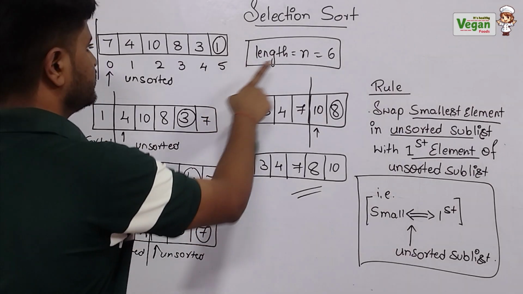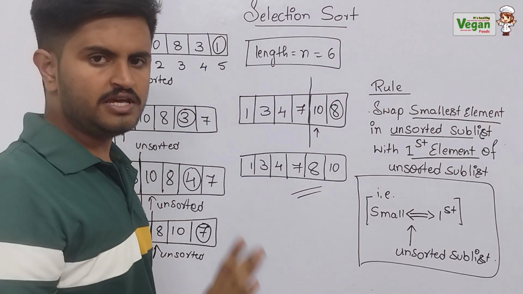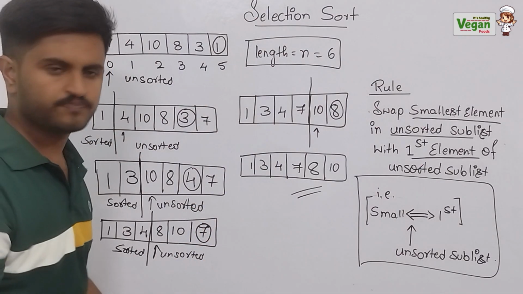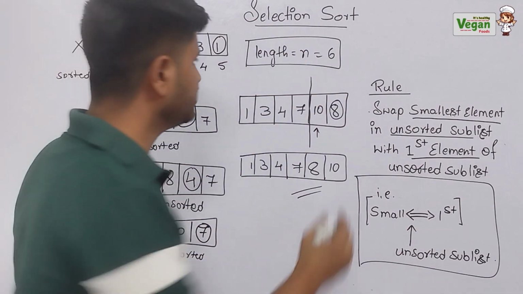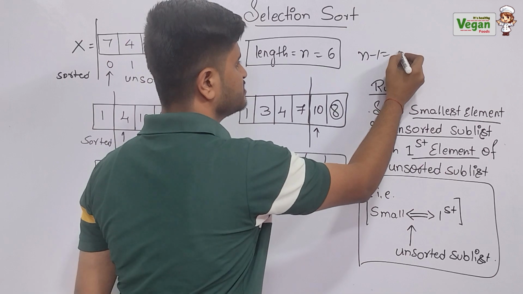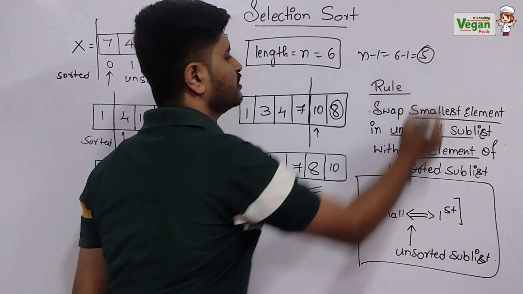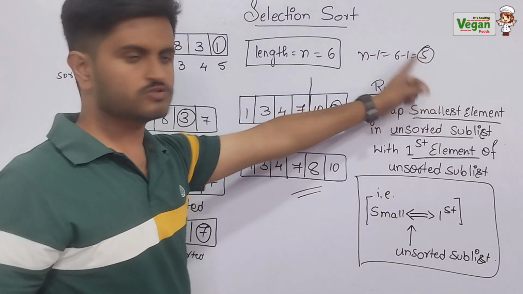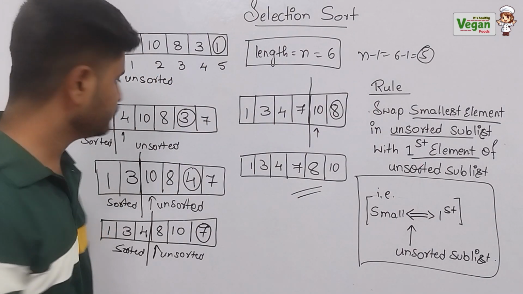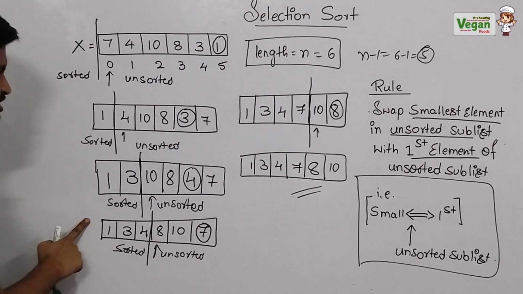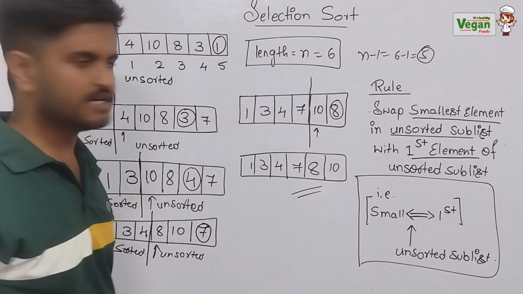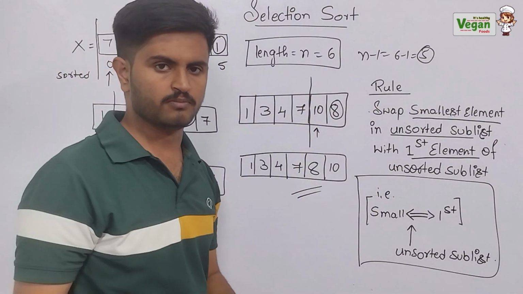So I said n means the length of the given list of elements or the array. So how many steps will be required? N minus 1 steps, that is 6 minus 1, that is 5 steps. So 5 steps were required to solve the given selection sort problem. 1, 2, 3, 4, 5. In 5 steps we solved the selection sort problem.